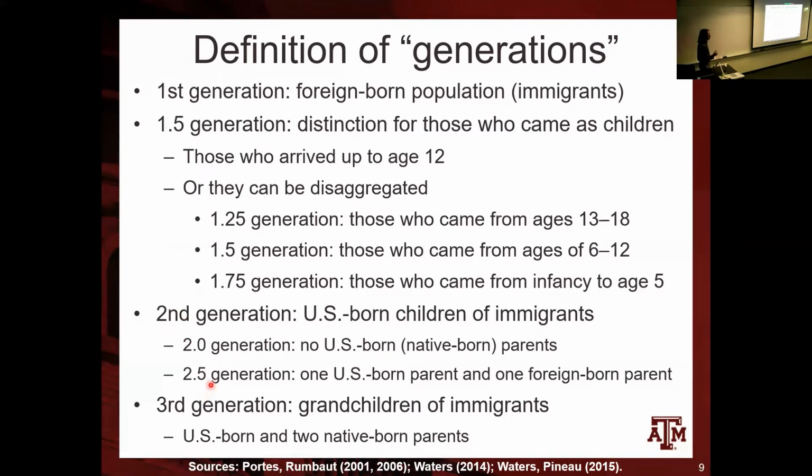But if we have children who were born in the US and one parent was born in the US and the other one was born outside, those would be 2.5th generation. And the experience of the 2.5th can be different than the experience of those from the second generation. For example, I have told you already that my children were born in the US and I'm not born in the US. So they're second generation. But my wife is US born. So actually they are 2.5th generation immigrants.